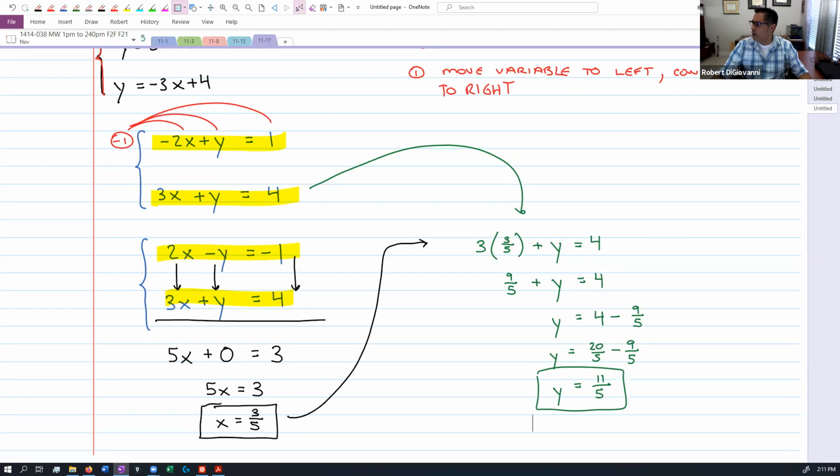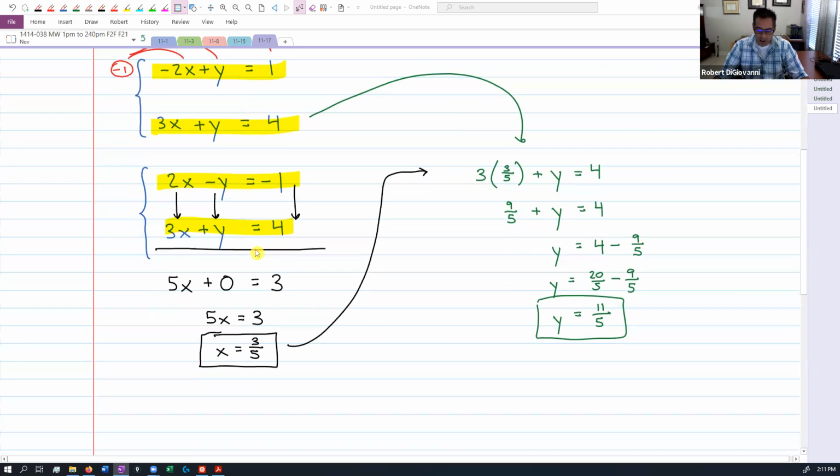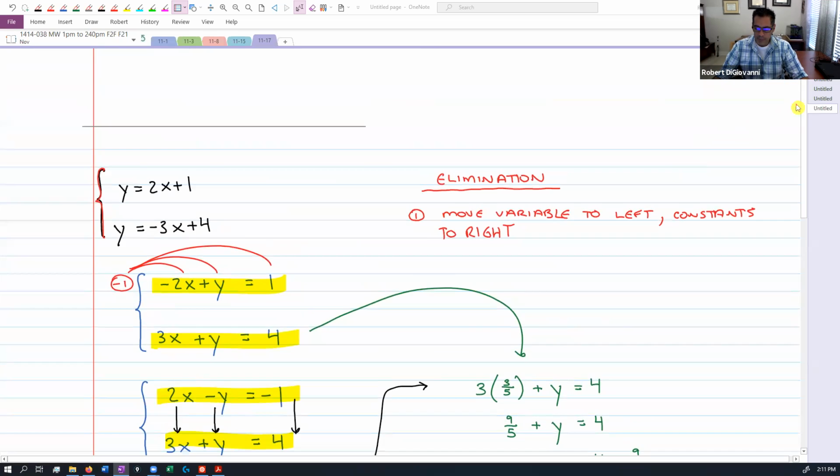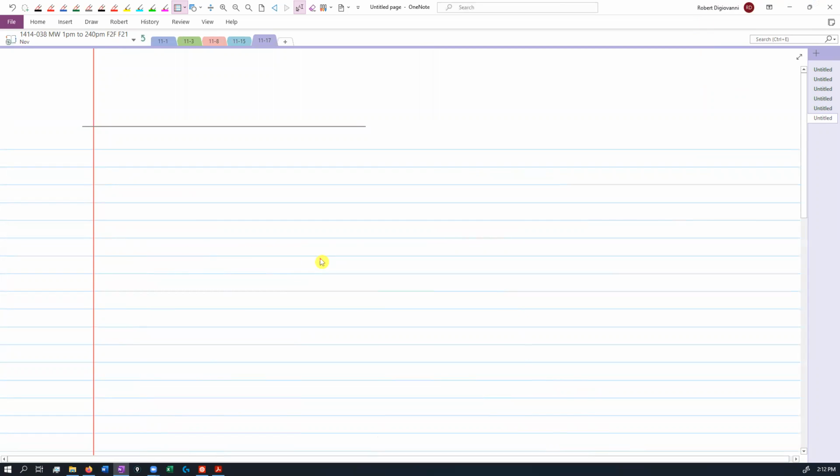So what do you all think? Out of the two I just did, which one seemed to be better to you? No comment? Elimination? I like the elimination personally. This one to me just was cleaner. Okay. Questions? I'm going to do another one.